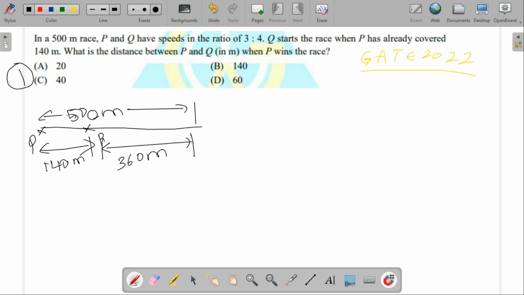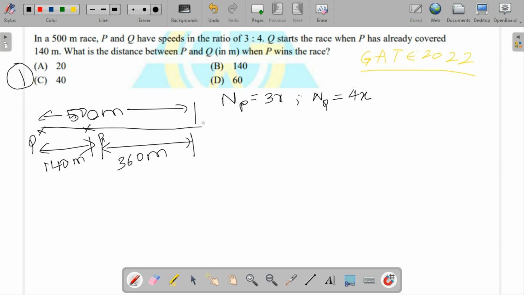However, based on the given information, P has already won. So let's try to find the difference between the distance of P and Q, which they are expecting from the question. So to do that, let's consider the speed of P to be 3x, because in the question they have given it as 3, and the speed of Q, they have given in the ratio 3 is to 4. So for Q it will be 4x.